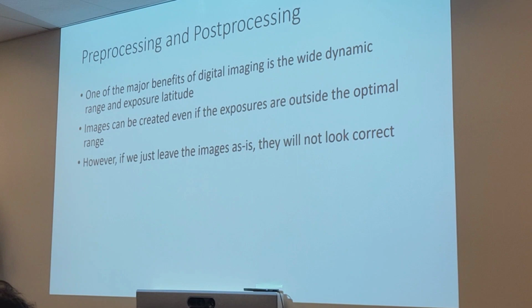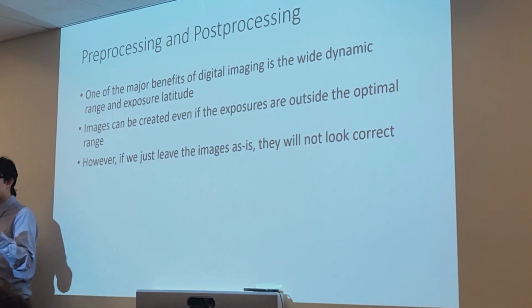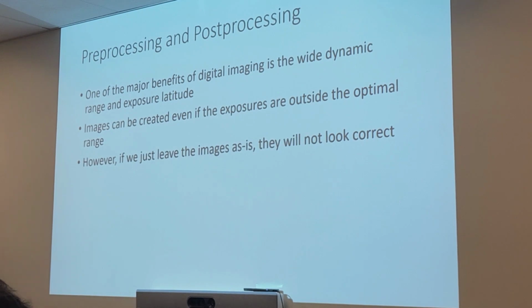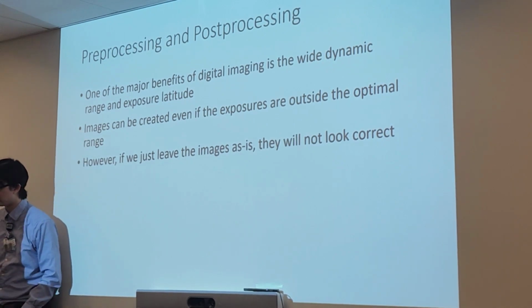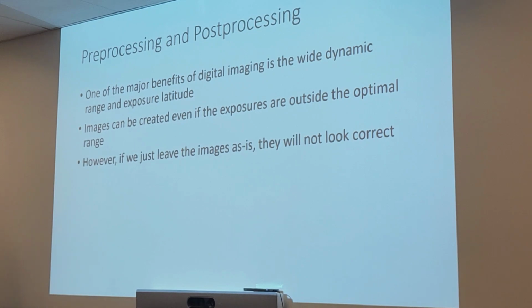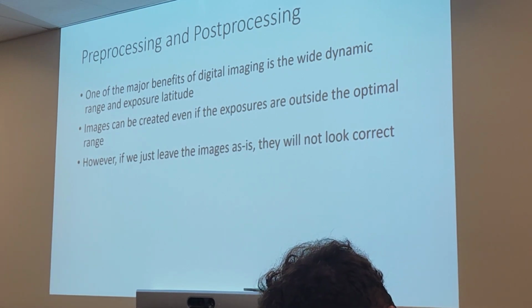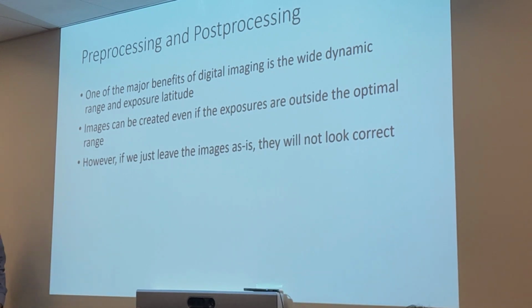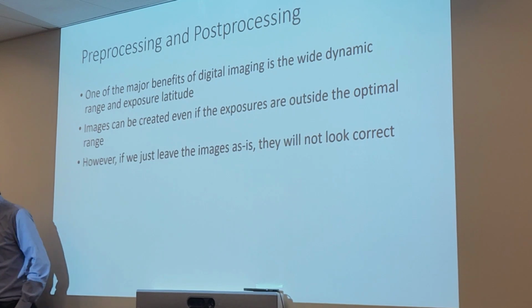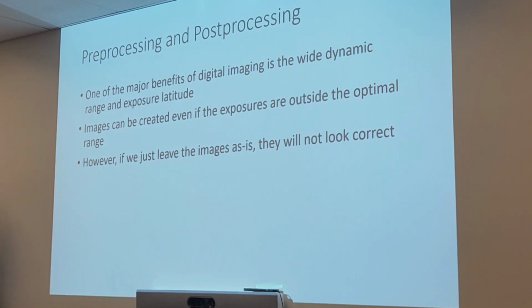Because we do have a wide dynamic range and we do have exposure latitude, we are able to do things like leveling and windowing. You can create images even if that exposure is outside the optimal range. If you leave the images as is, they will not look correct. If you shoot an X-ray and you do not have pre-processing, your image will actually look really strange. It's because we can make use of some of that dynamic range and exposure latitude that we can adjust our image using the histogram in order to make it look nice.